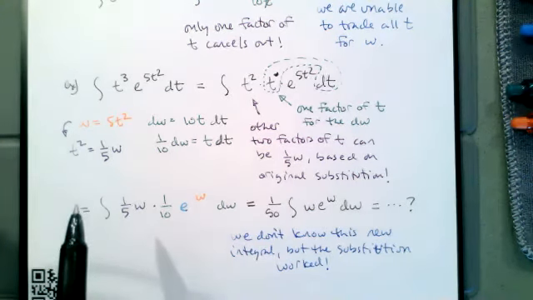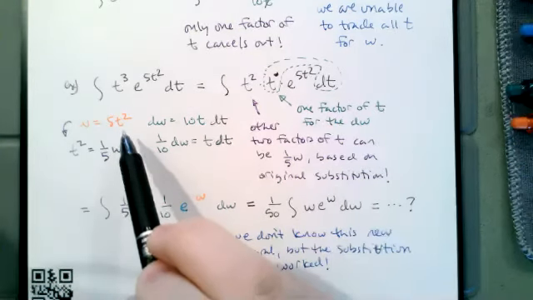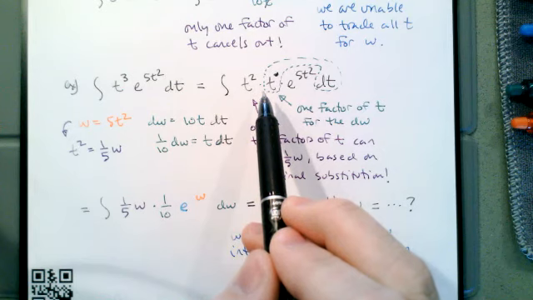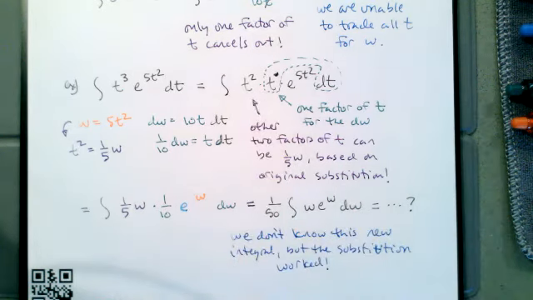The most important thing that we recognize is that when we make this substitution, when we decide on this 5t squared, one of these factors of t has to be the dw. And then the rest of them we have to convert in some fashion to make the substitution go. I've also implied that when we get down to this integral here, we're going to want to look for integer powers of w.